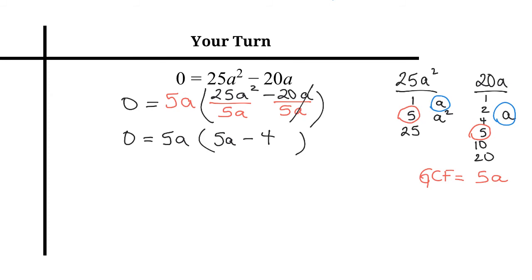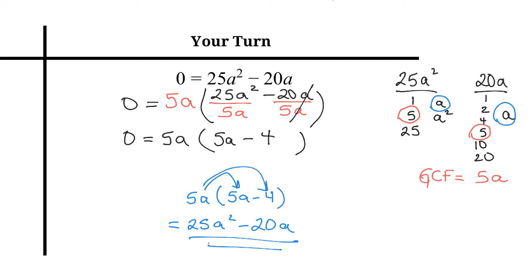And again, if you want to check your answer to make sure that you factored it correctly, you can just distribute. So if we do that really quick, 5a times 5a is 25a squared, and 5a times negative 4 is negative 20a. So we get the exact same equation that we started with in the original question, so we know that we did it correctly.